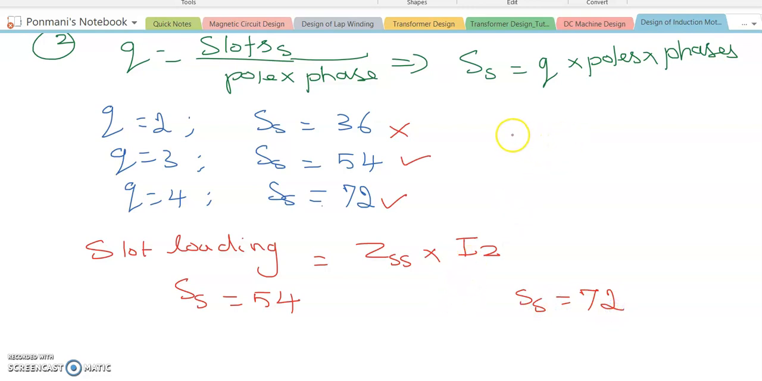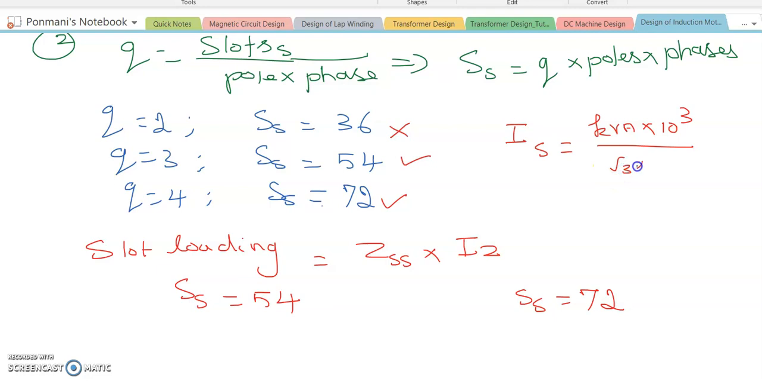So for Iz, before that we have to calculate Is. Is we can calculate from the kVA: kVA into 10 to the power 3 will give volt-ampere, and if you divide it with the voltage. The voltage given in this problem is, so kVA is root 3 VL IL.